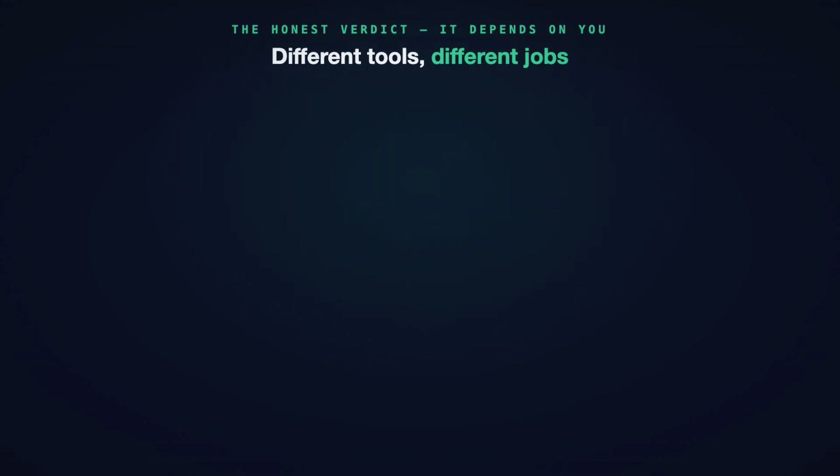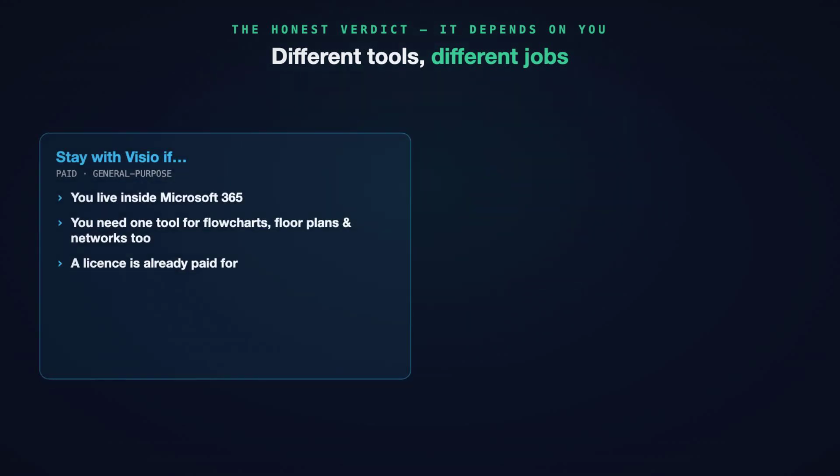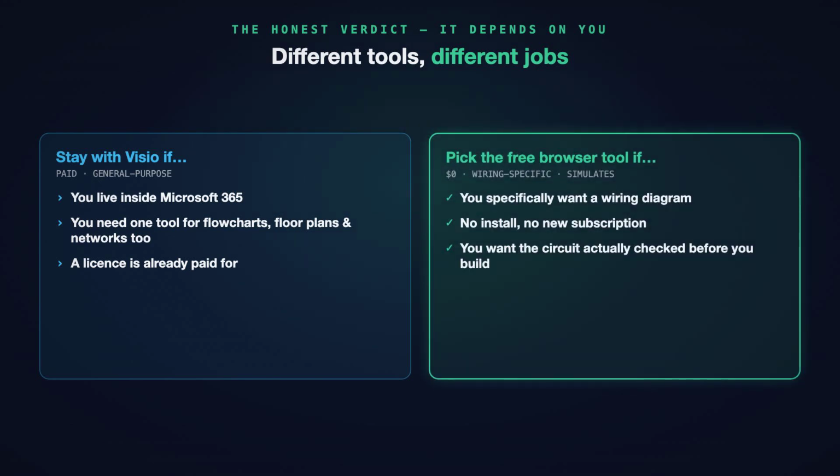So, the honest verdict, and it depends on you, not on which tool is better. If you live inside Microsoft 365, if you need one tool for flowcharts and floor plans and network maps, as well as the occasional wiring diagram, and a license is already paid for, stay with Visio. It is polished, it is general, and it will do the job. But if you specifically want a wiring diagram, if you do not want to install anything, do not want another subscription, and would love the circuit actually checked before you build it, the free browser tool wins that lane.